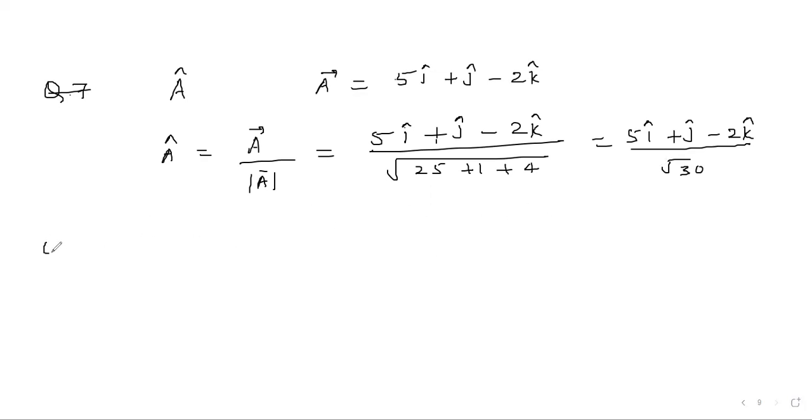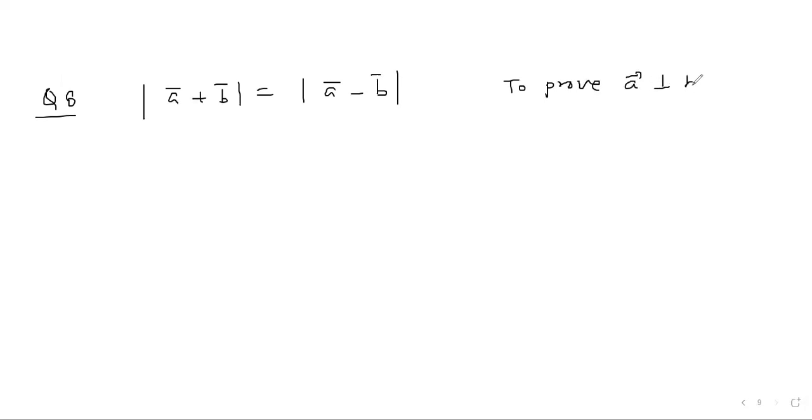Question number 8. Question number 8 says we are given that vector A plus vector B is equal to vector A minus vector B in magnitude. So we have to prove vector A is perpendicular to vector B. For this purpose, we consider vector A plus vector B squared. So this will be A plus B vector dot A plus B vector.